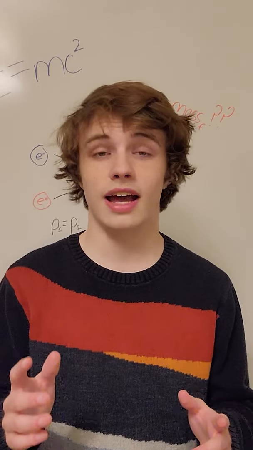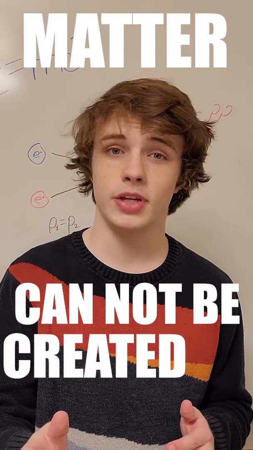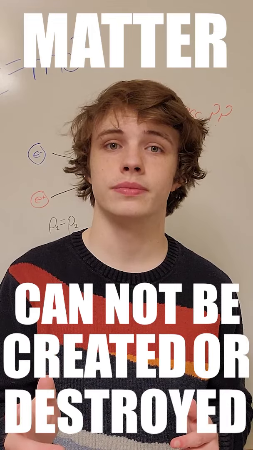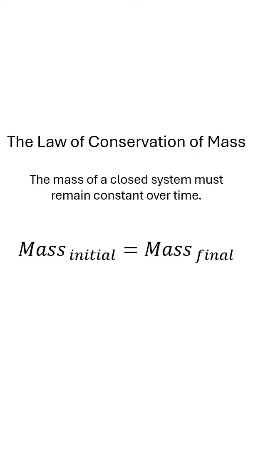If you've ever taken a high school physics or chemistry class, you've probably heard the phrase, matter cannot be created or destroyed. This principle is called the conservation of mass, and it means that in a closed system, the initial total mass will be the same as the final total mass, or the mass at any point for that matter. We can express this mathematically by saying the initial mass is equal to the final mass.